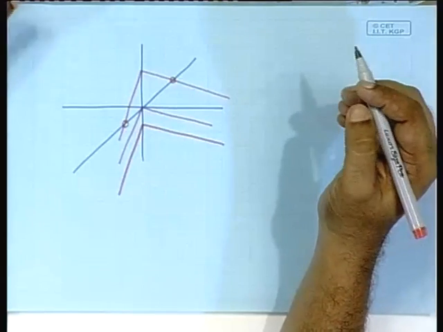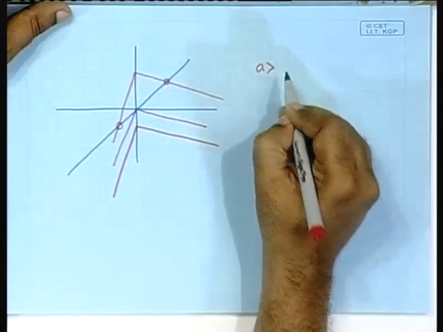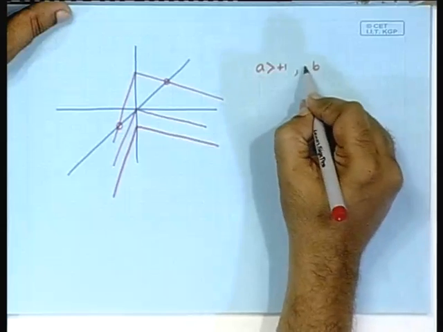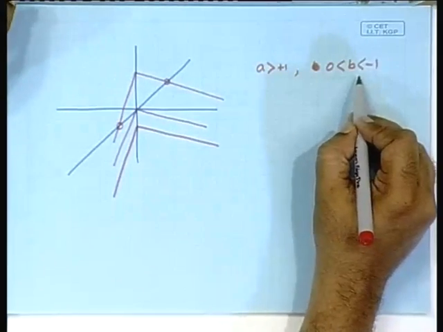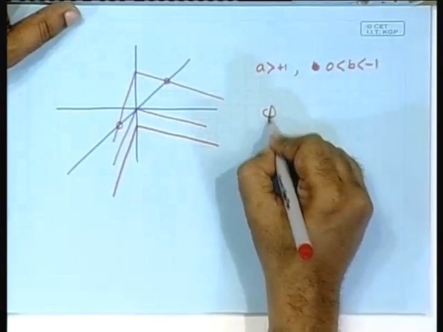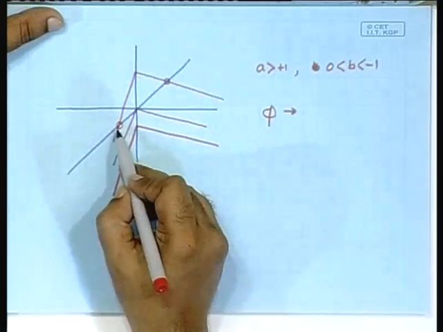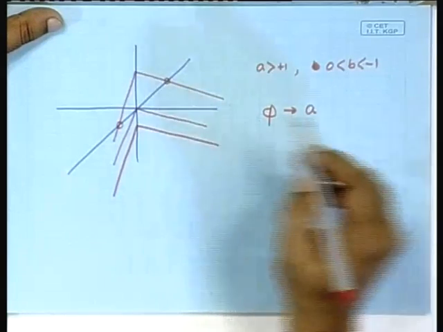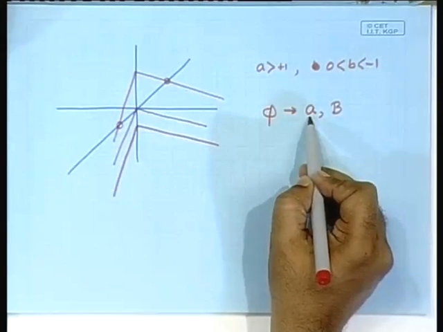So, this is a border collision bifurcation where, so I have taken A greater than plus 1 and B between 0 and minus 1. So, in that situation we are likely to observe no fixed point first. I will designate it with the symbol null. Then two fixed points. There is a fixed point here. It is unstable, so let us call it A, small a, and this fixed point is stable. Let us call it capital B.